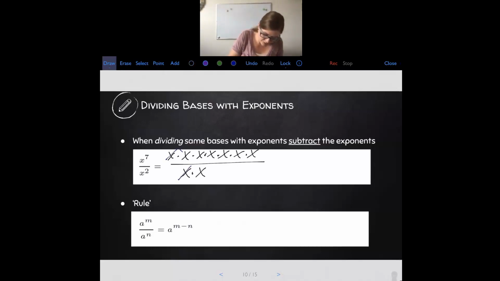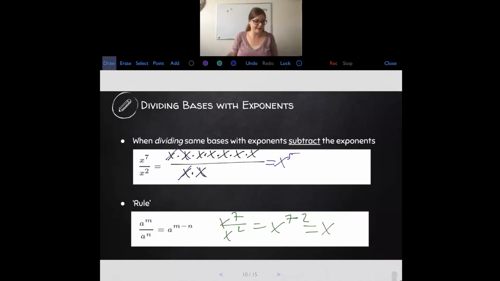And we're left with 1, 2, 3, 4, 5, which is the same as 7 minus 2. Okay, so if you're looking at the rule, x to the seventh over x squared is x to the 7 minus 2, which is x to the fifth power, exactly what we just got. Okay, a couple of examples.